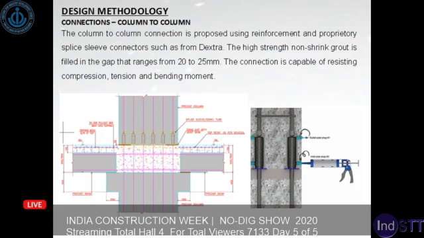column-to-column connection is proposed using reinforcement and proprietary splice sleeve connectors, such as from Dextra for this specific project. The high-strength non-shrink grout is filled in the gap that ranges from 20 to 25 mm. The connection is capable of compression, tension, and bending moment. Actually, this connection is equivalent to Type 2 coupler, a very well recognized connection.